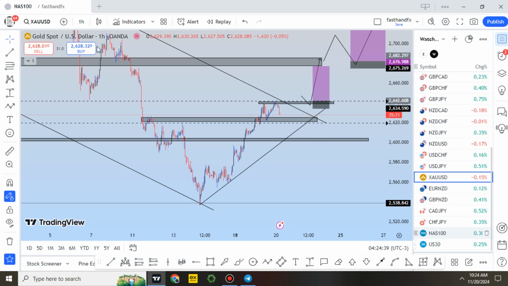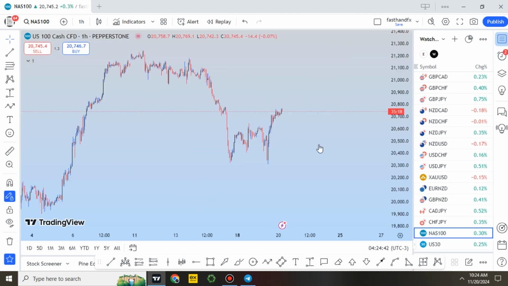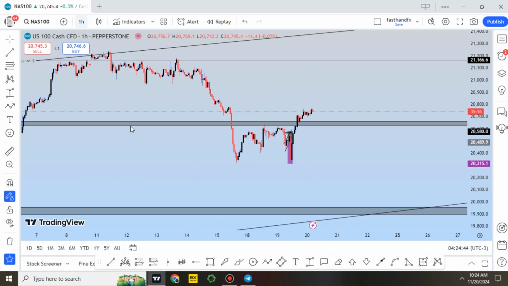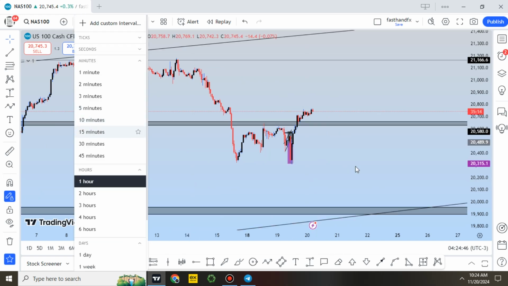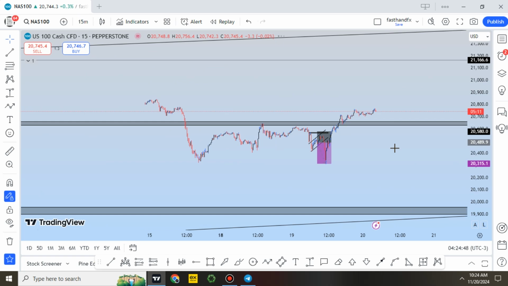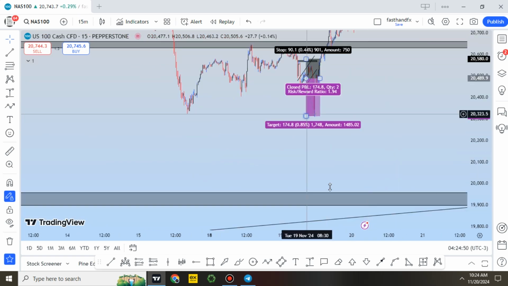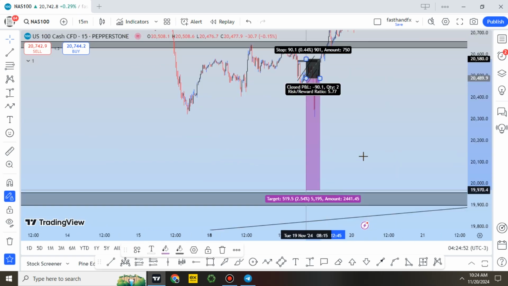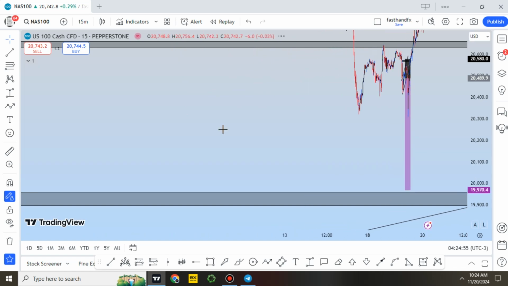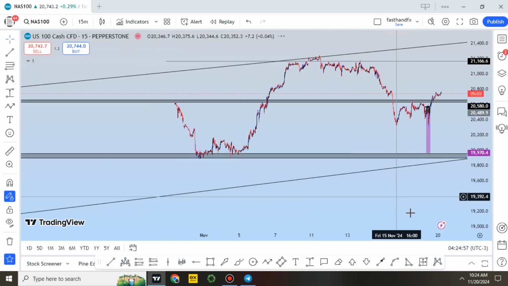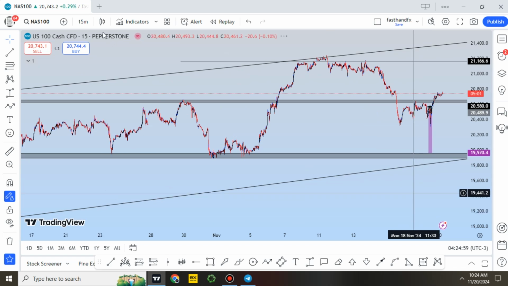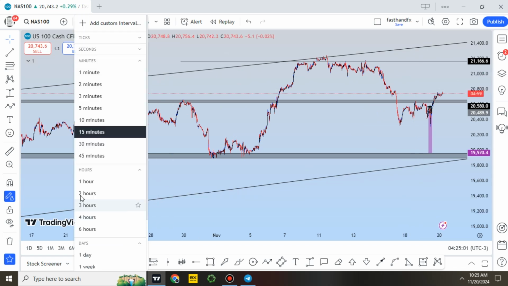Let the market do its thing. Let me just show you the madness that the market did right here. Initially I was targeting this level right here. This was my anticipated take profit, but I missed a small thing. Let me just show you what I'm talking about.